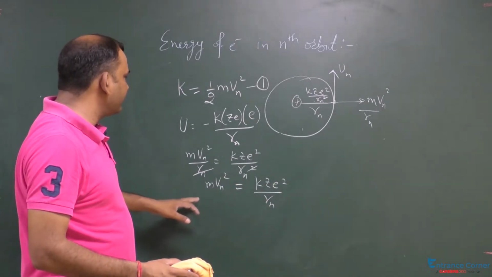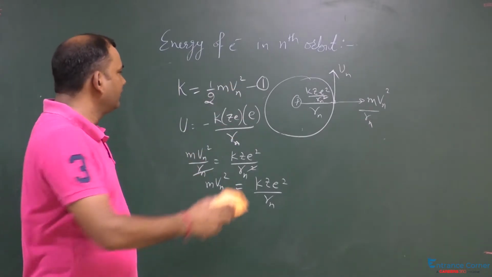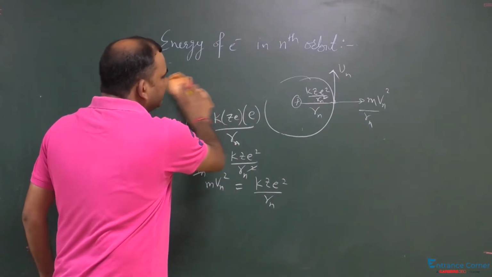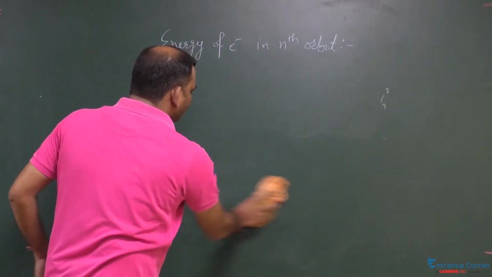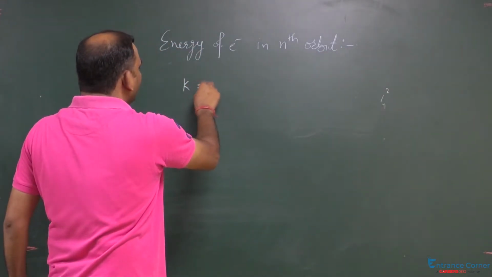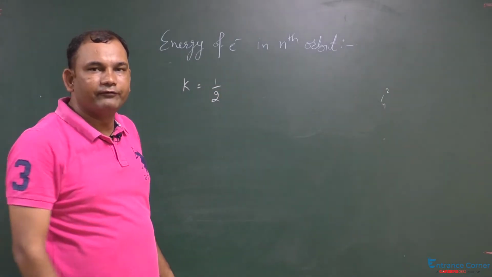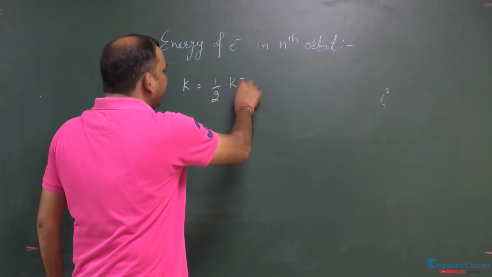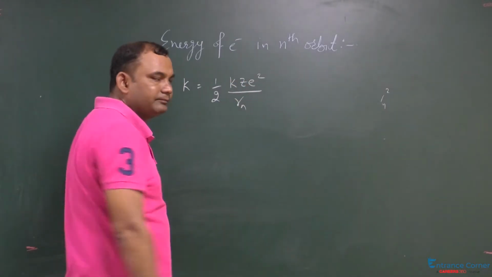Now, put this value of m Vn square in the first equation, so we can calculate the kinetic energy. Kinetic energy in that case will be equal to 1 by 2 m Vn square, and the value of m Vn square is K ZE square upon Rn.